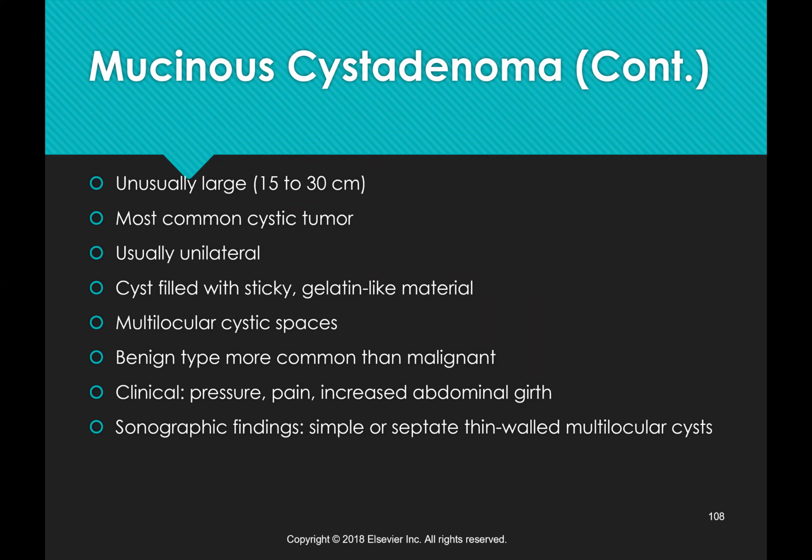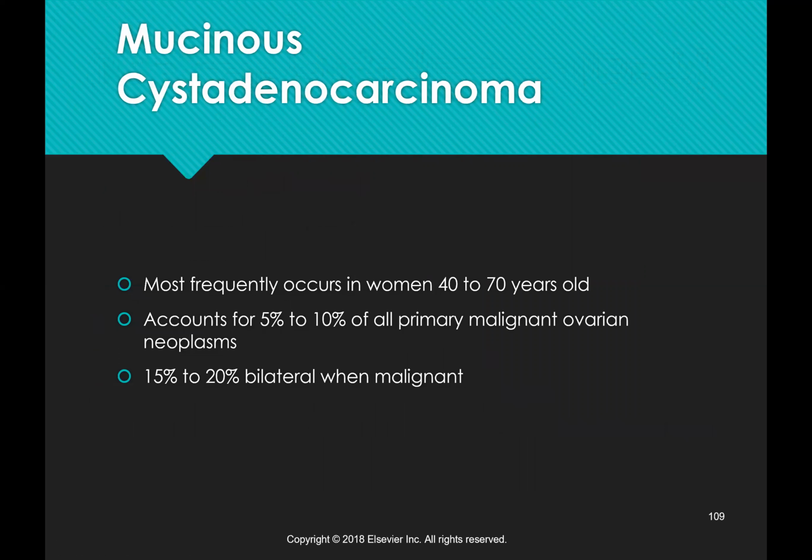So here are the things I want you to know about a mucinous cystadenoma. They're unusually large, 15 to 30 centimeters, can weigh up to 100 pounds. They're the most common cystic tumor, usually unilateral, cyst filled with sticky gelatin-like material. It's probably what makes it weigh so much. Multilocular cystic spaces. Benign type is more common than malignant, and clinical is pressure, pain, increased abdominal girth, of course. And the sono findings is a simple septate, thin-walled multilocular cyst. If you know that information about this, you'll be good to go.